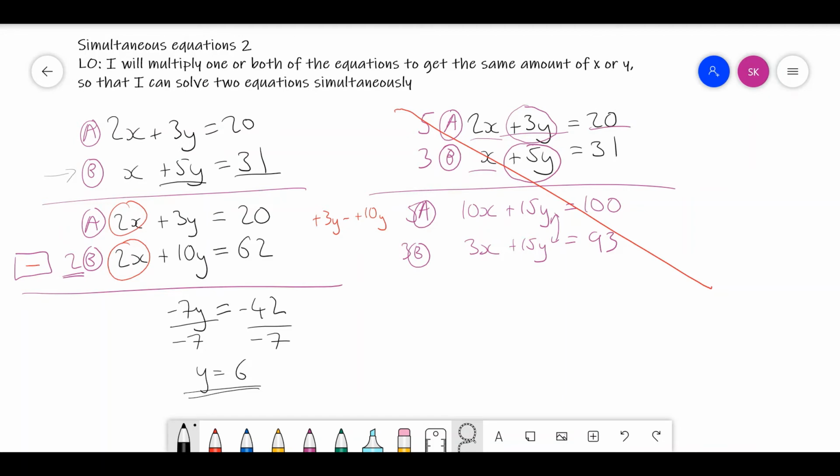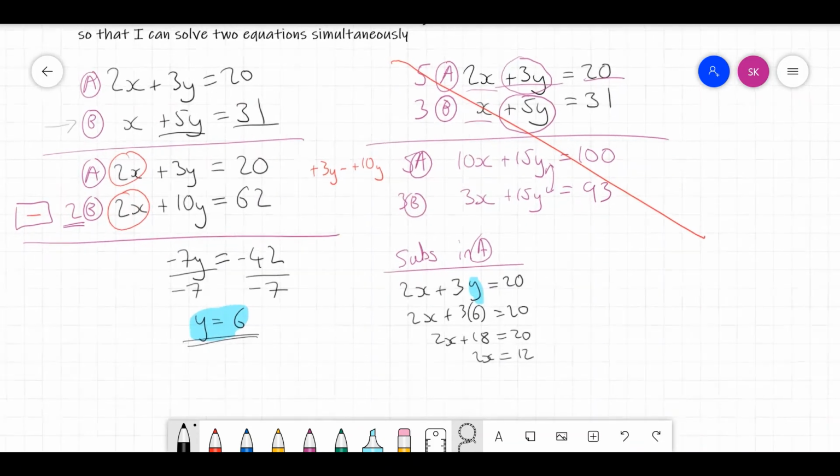Next step is like it always is. What do you think I'm going to do? I'm going to sub in. Because I found my y solution, now I need to find my x solution. So sub in A, 2x plus 3y equals 20, but now I'm going to exchange or substitute y for 6. I get 2x plus 3 times 6 equals 20, which is 2x plus 18 equals 20, which is 2x equals 2, and finally x equals 1. So that is my second solution.